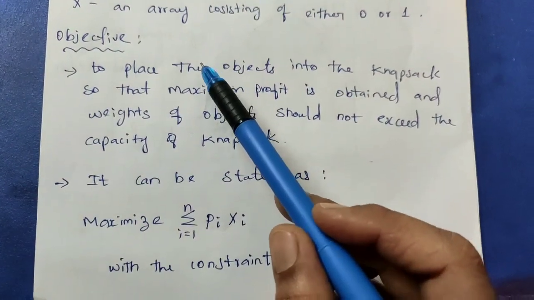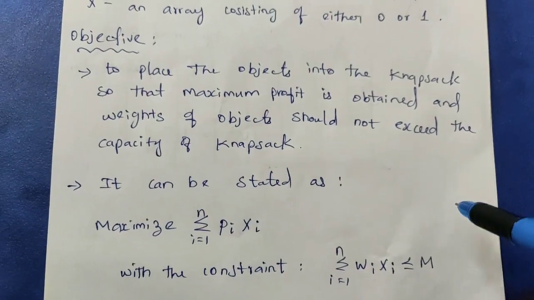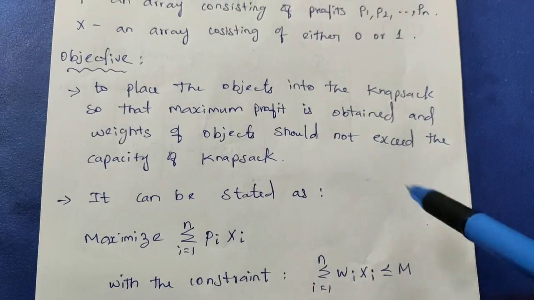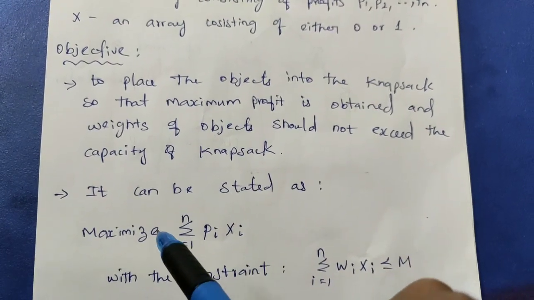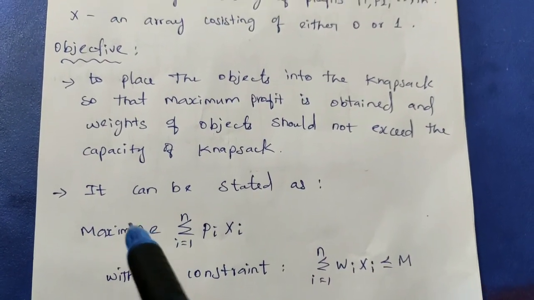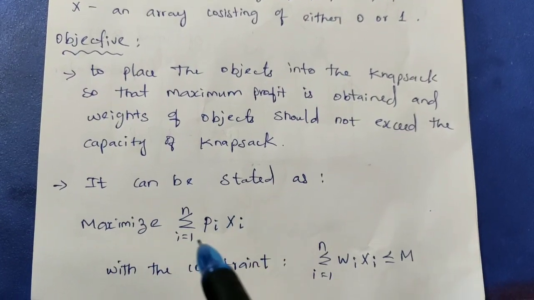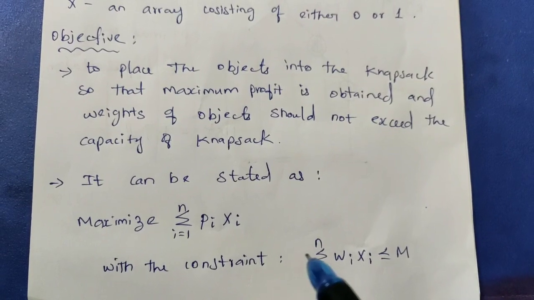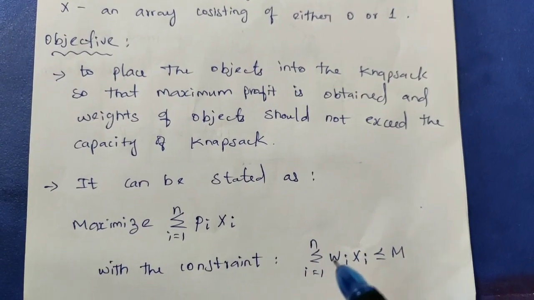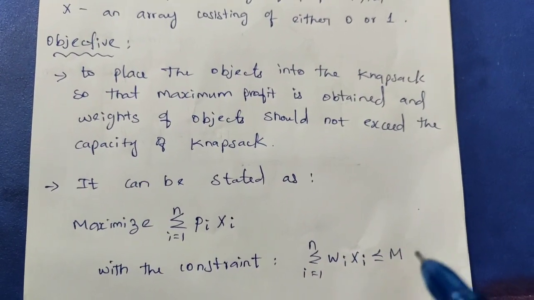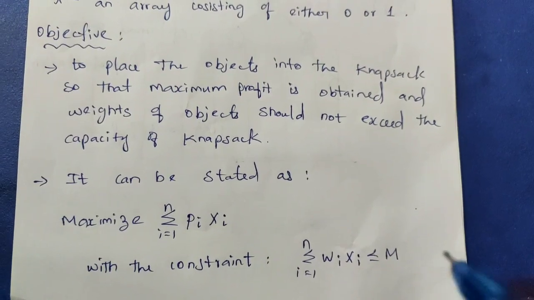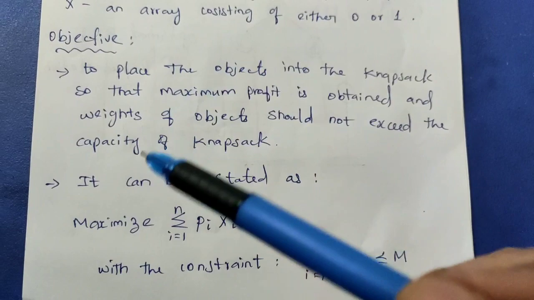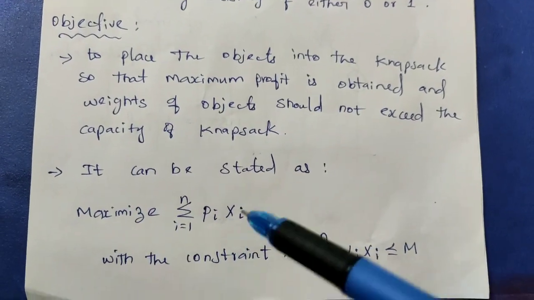So what is the objective of the knapsack? You need to include the objects into the knapsack so that you earn maximum profit without violating the constraint, that is, the weight of the items should not exceed the maximum capacity of the knapsack. The objective of the knapsack has been stated in a mathematical equation like this.